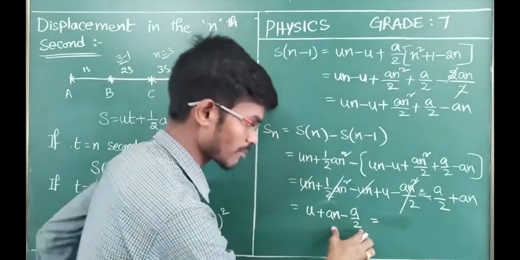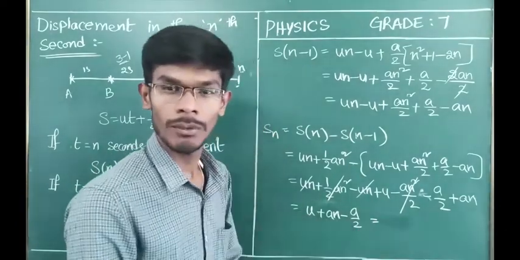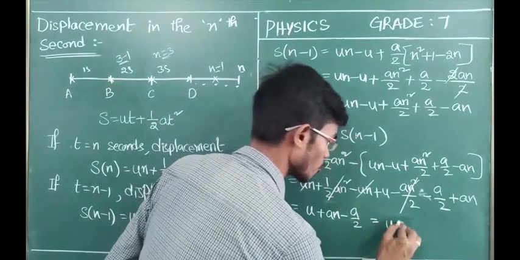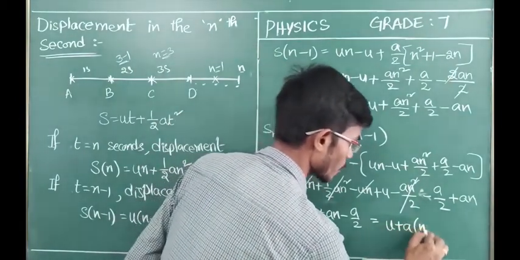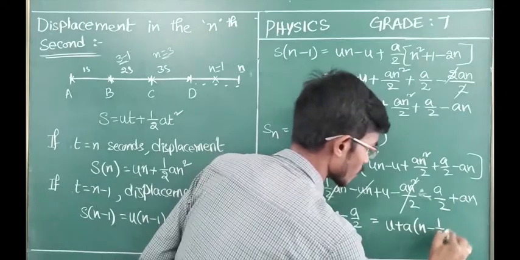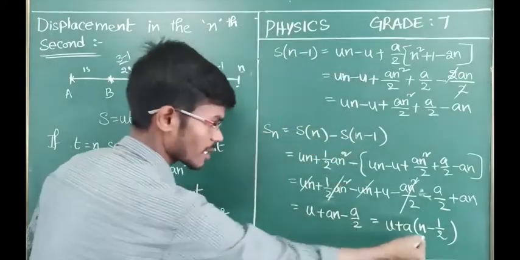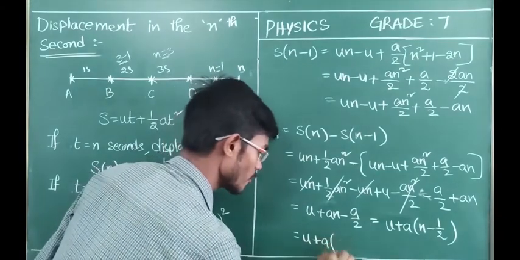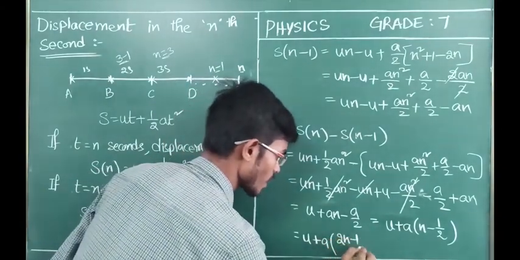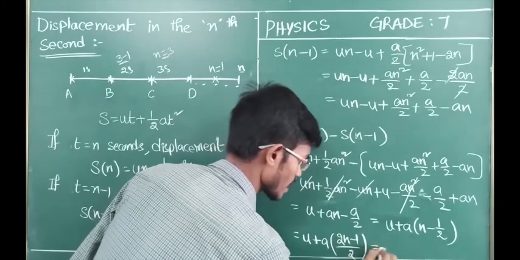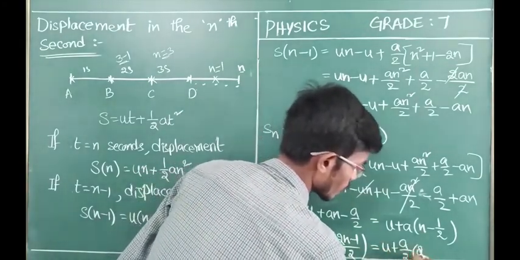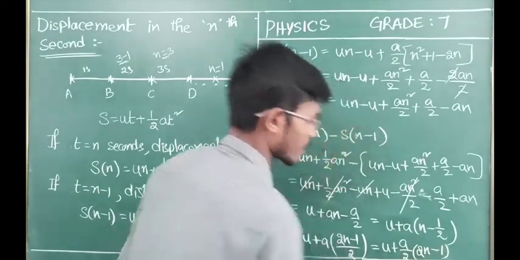From these two terms, a n and a by 2, we have a common factor. If we take a common, then what will we get? u plus a into (n minus 1 by 2). Or this can be written as u plus a into (2n minus 1) divided by 2. That is equal to u plus a by 2 into (2n minus 1).